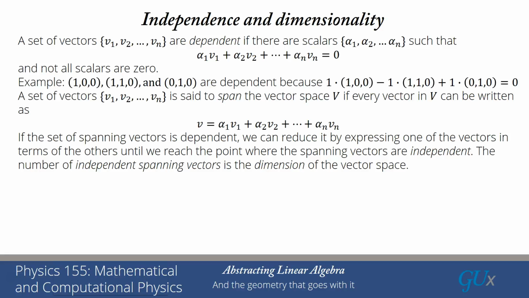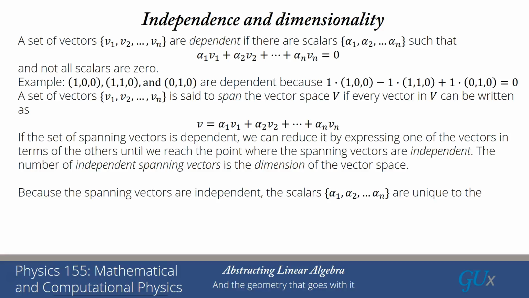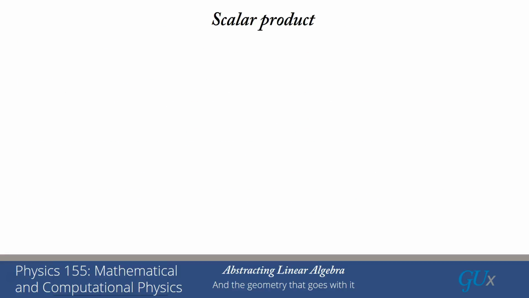And in addition, because the spanning vectors are independent, the coefficients alpha 1 to alpha n for any given vector v are called the coordinates of the vector in the given basis, and they're going to be unique. There's only one of them.